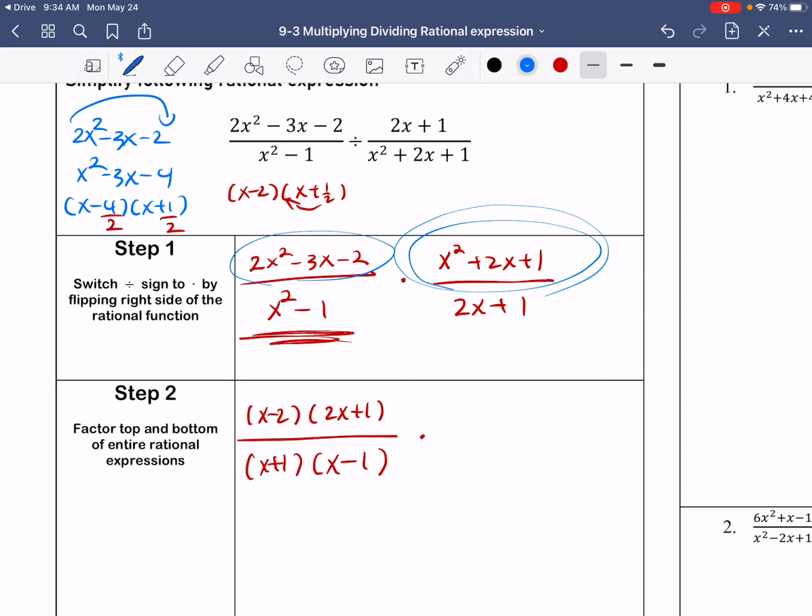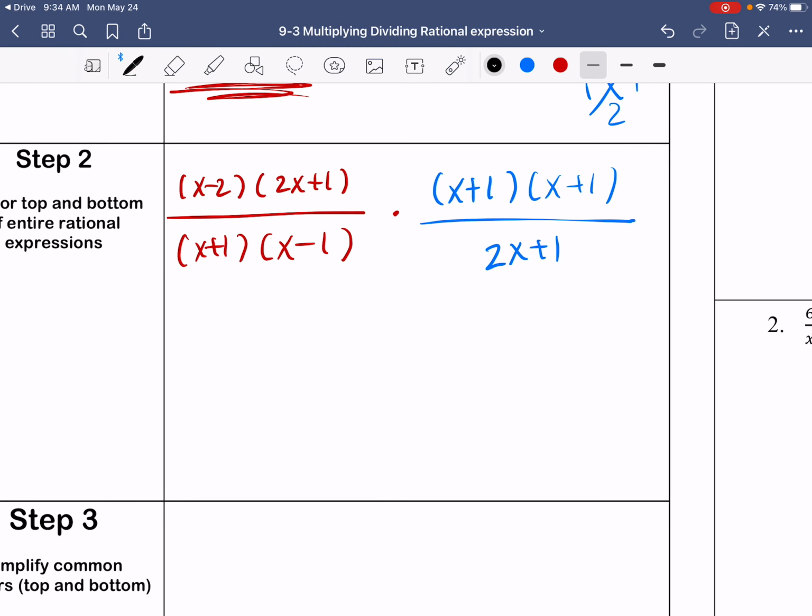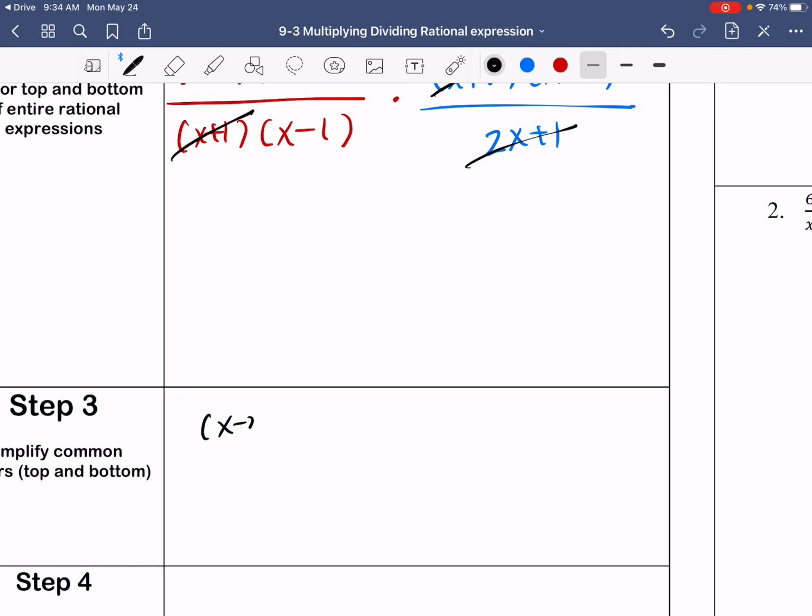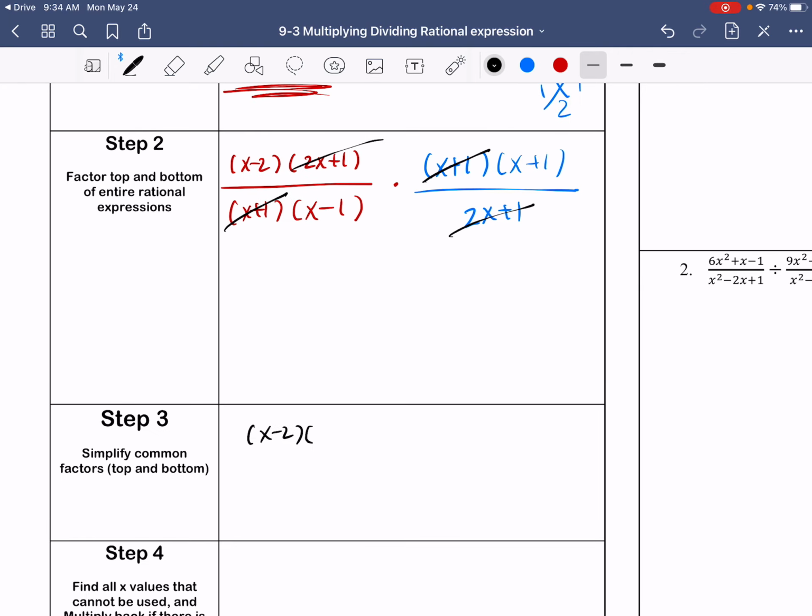Now let's factor this one. 1 and 2, which one can give you this? 1 and 1. x plus 1, x plus 1 over, we have 2x plus 1 here. Okay, so let's cross out some numbers. We can cross this 2 out, we can cross this 2 out, and that's it. So we have x minus 2, x plus 1 over x minus 1, where x cannot be equal to positive 1. And what's the number that we crossed out? Negative 1.